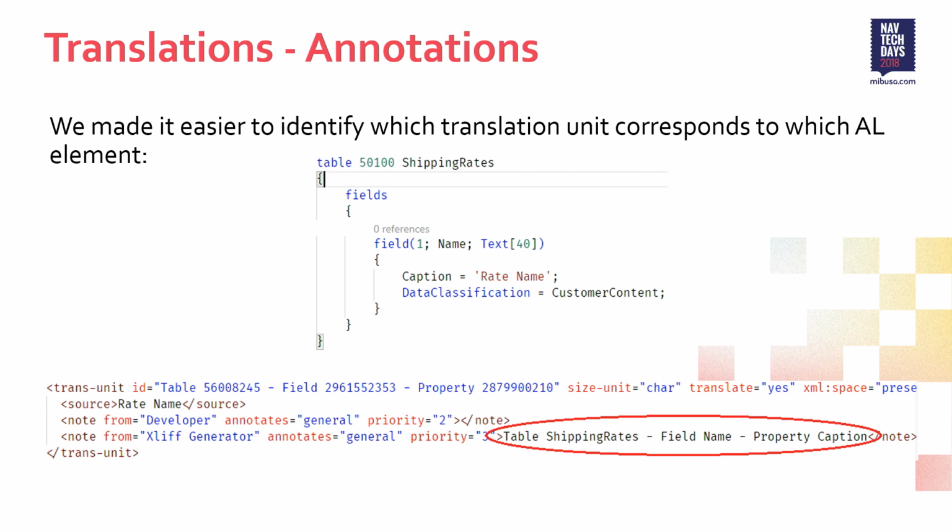But what we did instead is to add the real names into an annotation inside the trans-unit. So you can see that this was the shipping rates table, and there was the name field, and in this case the caption. This should make it easier to identify which AL element it came from.